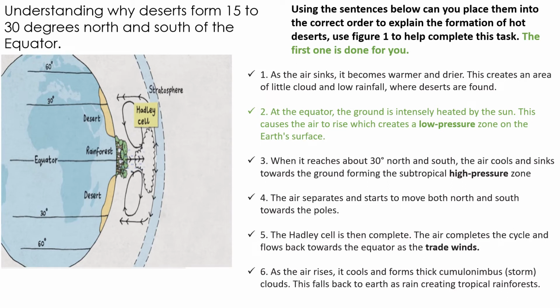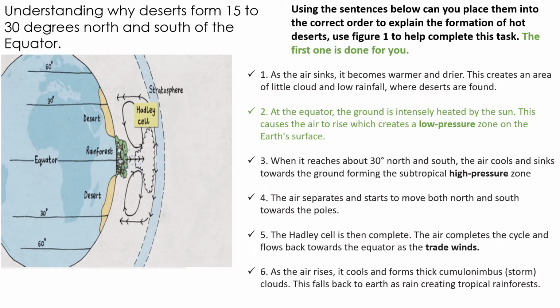You can see below that I've provided you with 6 sentences. What I'd like you to do is to try and put them in the order of which you think are correct, so that you can begin to explain the formation of how deserts are found where they are on the Earth's surface. I've started off by giving you the first one, and that is at the equator, the ground is intensely heated by the sun.